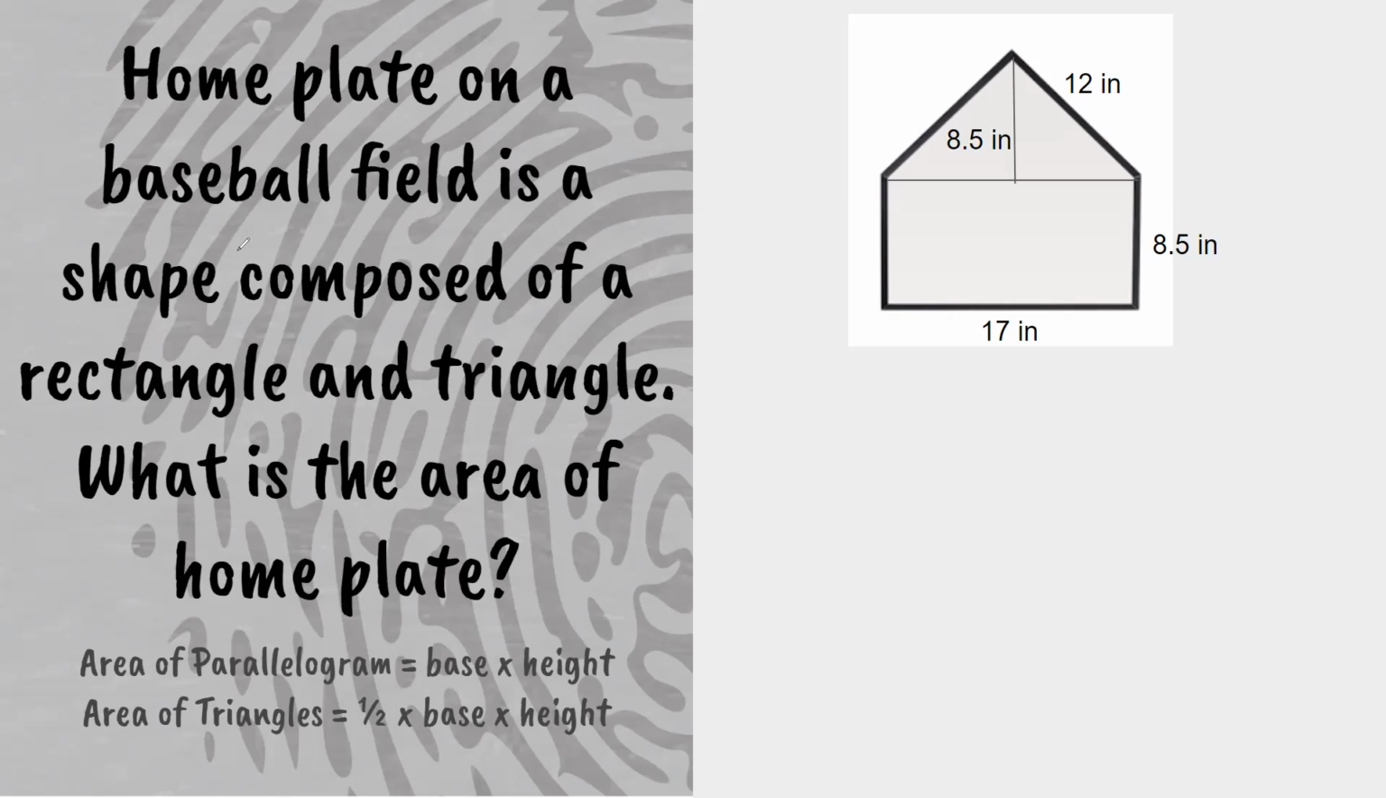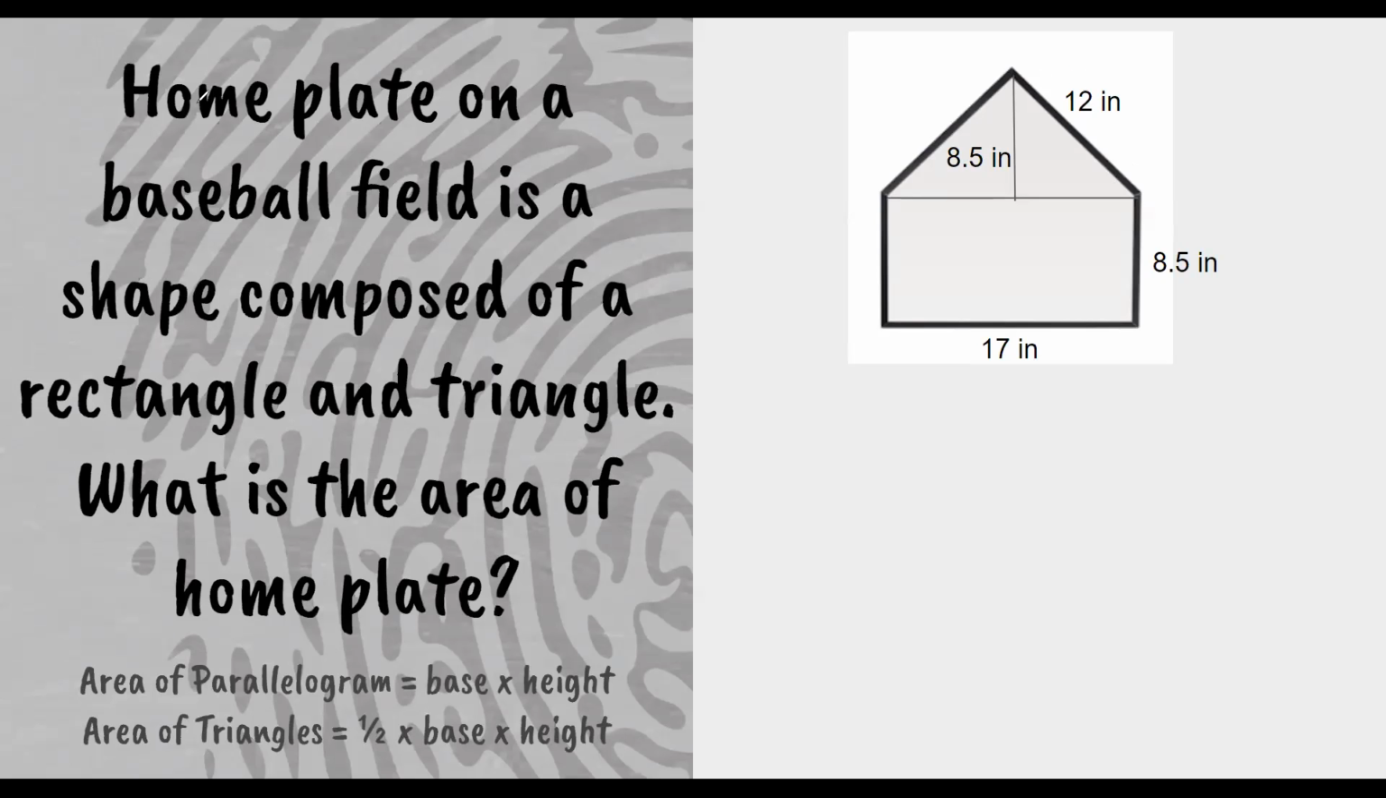Looking at this, I have two shapes. What I'm going to do is find the area of both of those shapes. This would be shape 1 and this is shape 2. I need to find the area of both of them individually, and then I'm going to add those two answers together to find my total area. For my rectangle, I have 17 as my base, and my height is 8.5.